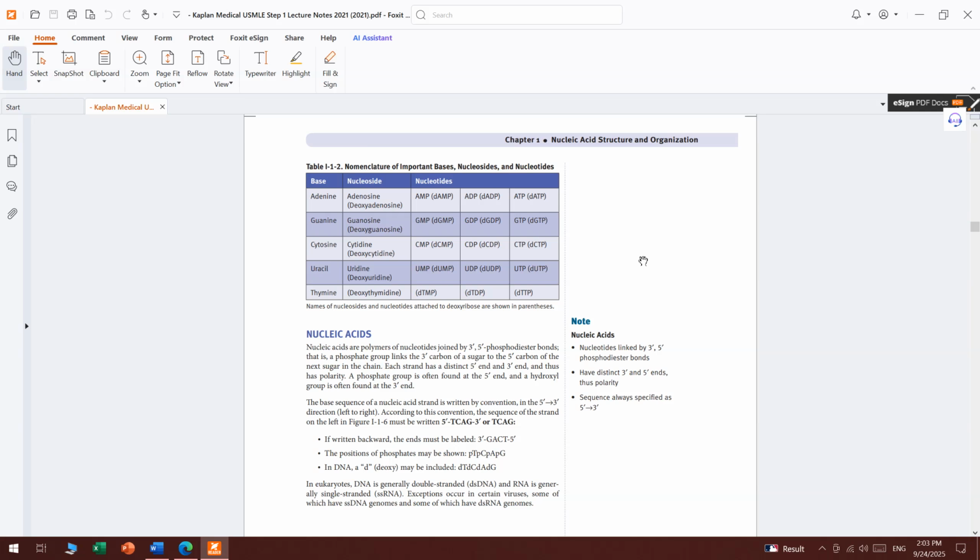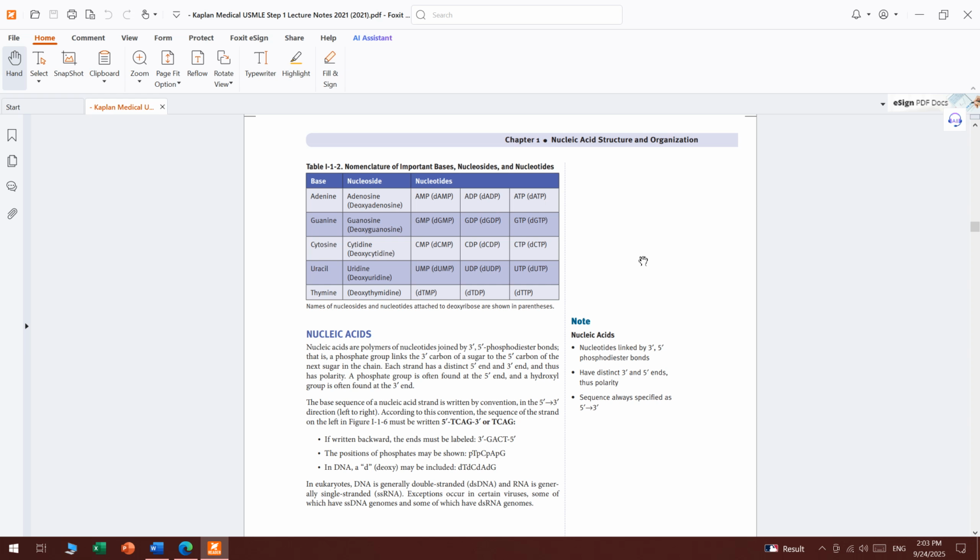Nucleic acids. Nucleic acids, whether DNA or RNA, are long polymers constructed from individual nucleotide units. These nucleotides are linked together by strong 3'5' phosphodiester bonds.